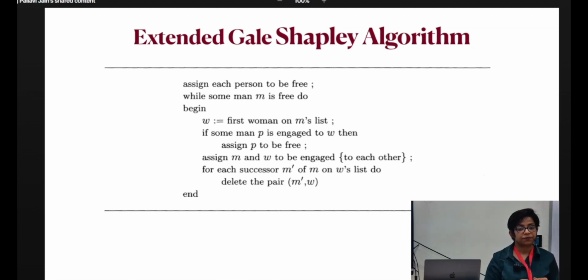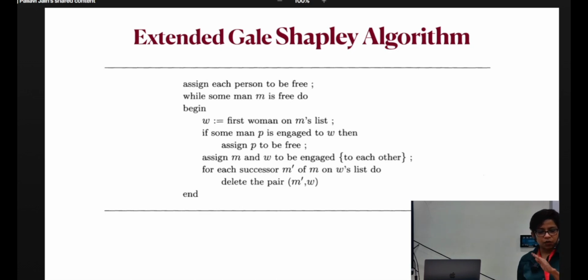Actually, what is happening is that if some W is in some list, let's say W1 as a woman is there, and let's say some matching happened to P, then all the men below that P's preference are already removed. So whenever there is some matching possible, it will always be a higher preference, not a lower preference. So in the end, the result will be the same.